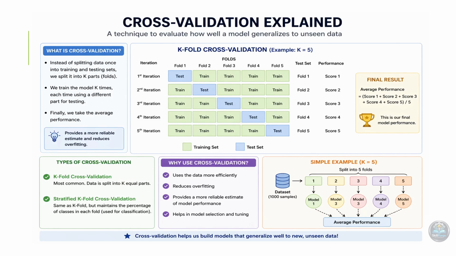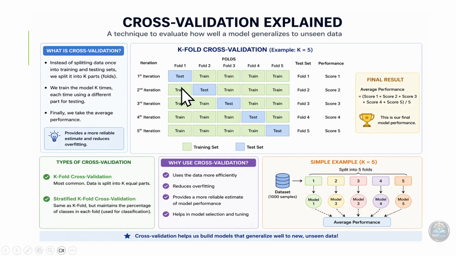Cross validation is a technique, as I said earlier, used to evaluate how well a model performs on unseen data. Here you can see, instead of splitting data just once into training and testing, we split it into multiple parts called folds. We train and test the model multiple times, and finally we take the average performance.